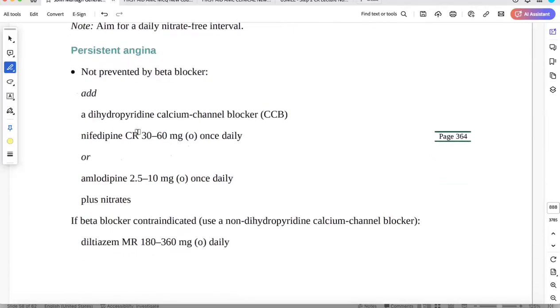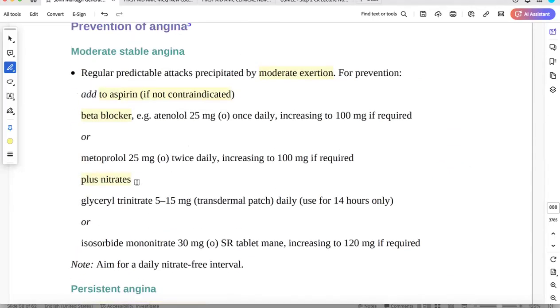For someone who, on top of a beta blocker, is still getting angina, then you add a calcium channel blocker such as nifedipine or amlodipine. Okay, so mainly in the exam, if they give you a stable angina patient, they will ask you, what is your best preventative medication? The best preventative medication for a patient who has a moderate stable angina is aspirin. That's the first thing, then the beta blocker, and then the nitrate. If the question asks, what is the best treatment for acute angina? That's nitrate.